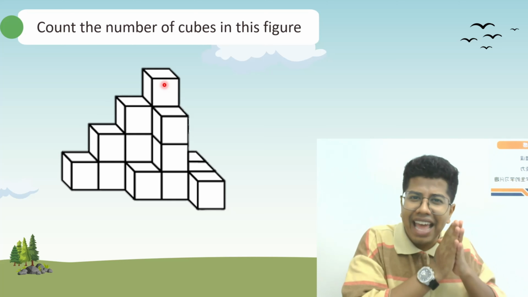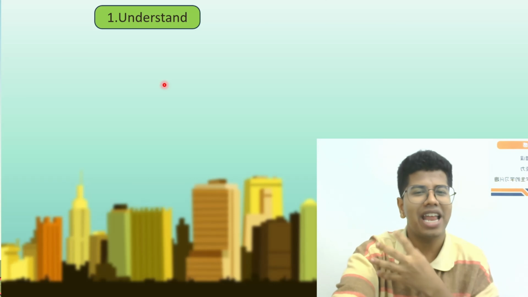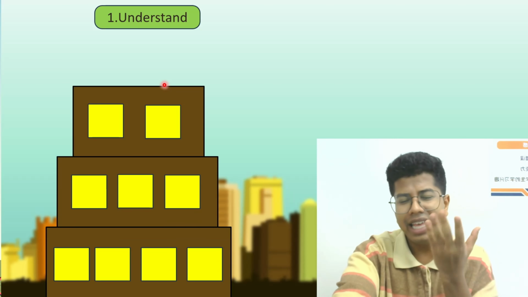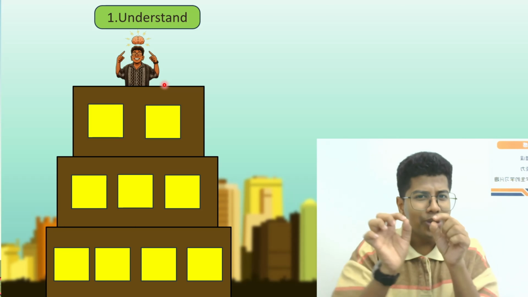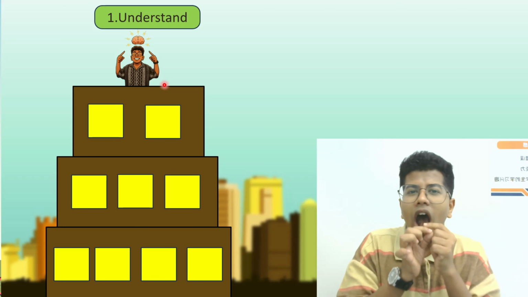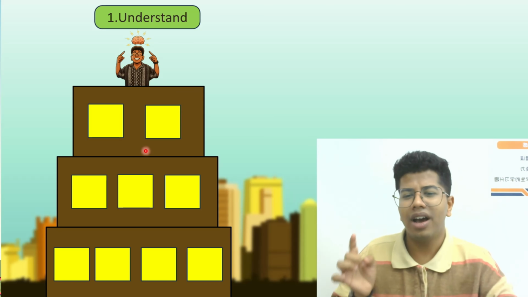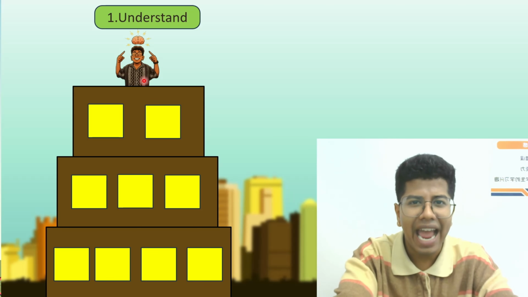Let's try to understand this with an example. Let's say, for instance, I'm standing in a city and there are many buildings present. So here, there is a building and I'm standing here. Can anyone tell me which level I am standing on? Oh, we can count. Level 1, level 2 and level 3. So I am standing at level 3.